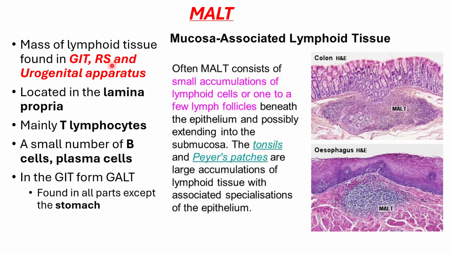You can narrow down and call them, for example, with the bronchus of the respiratory system, bronchial associated lymphatic tissues. In the GIT, you can call them gastrointestinal associated lymphatic tissues. So they have specific names in some regions. In other regions, you just generalize them, but in some, you have to be specific. So that's it regarding the mucosal associated lymphatic tissues.